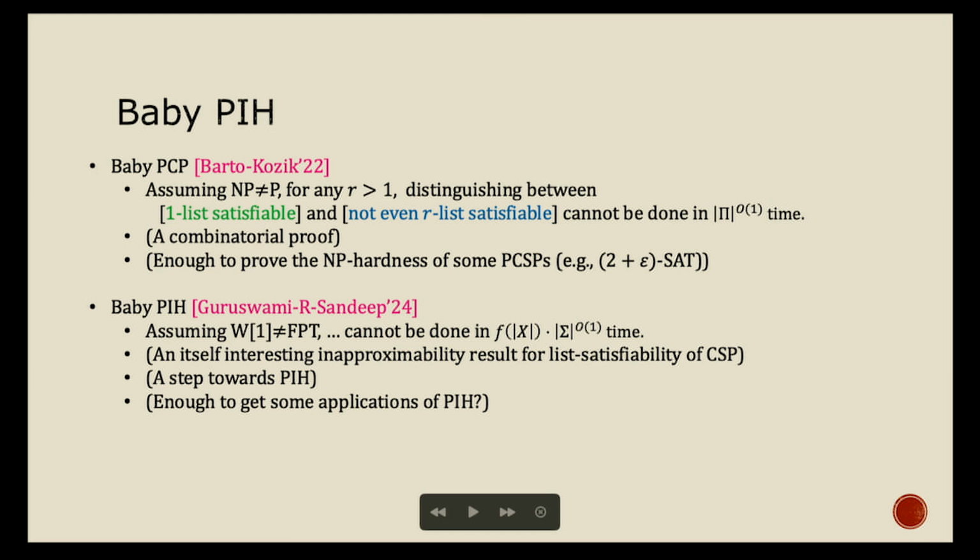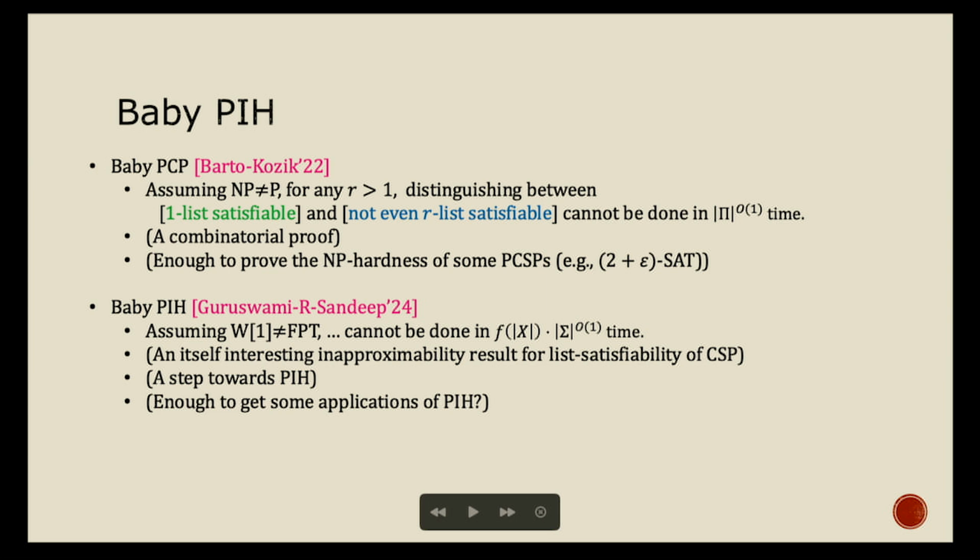Okay, so we proved Baby PIH, which is the parameterized analog of the Baby PCP. Assuming W1 not equal to FPT, distinguishing between one-list satisfiable or not even r-list satisfiable for parameterized 2-CSP cannot be done in FPT time. Note that unlike the PCP theorem, we still don't know how to prove PIH in the parameterized world.